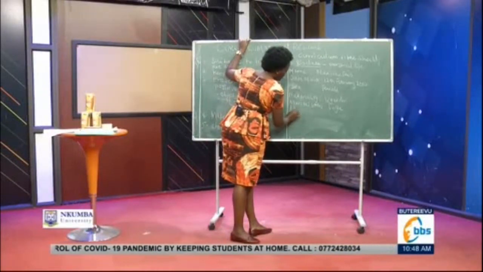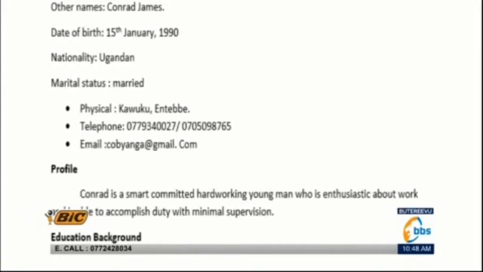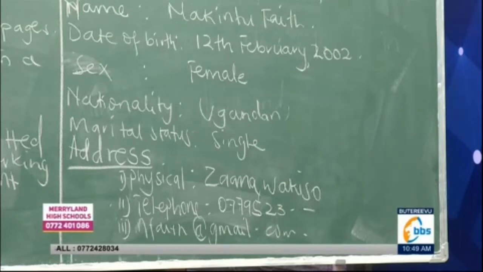And then from there we shall have the address. Here in this address, I've categorized it in three. I have the physical, where you exactly stay. I could say maybe Zana, maybe Wachiso. Then you could put your telephone number. You think of any number. Then you could put your email also. You say, this is nachi2faith@gmail.com. So basically, those could be the few elements that you could put in your bio data, your personal information.